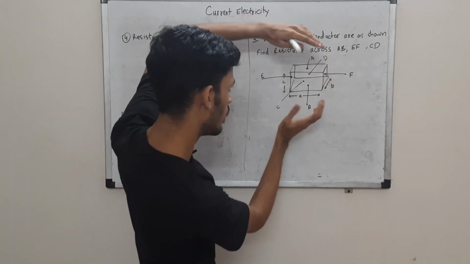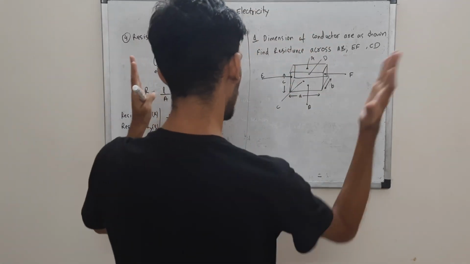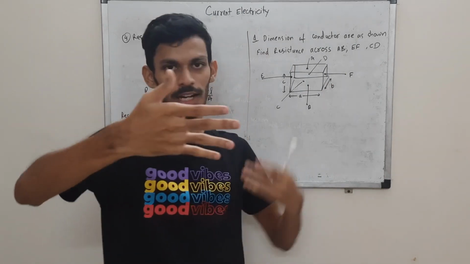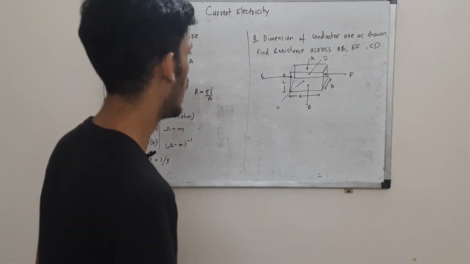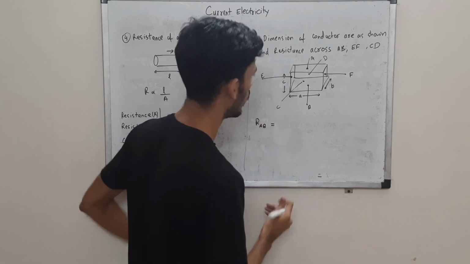Okay, across AB, which is this face and this face, the top face and bottom face. EF, side faces, and CD is front and back faces. And so let us find that out. Resistance across AB.